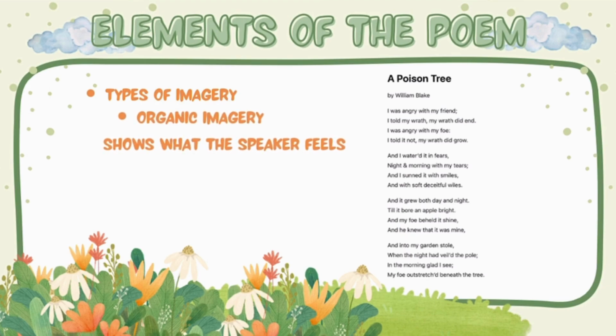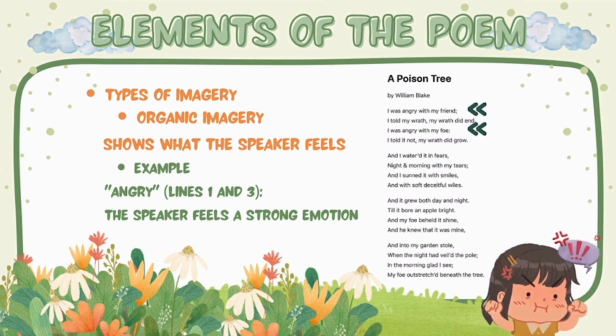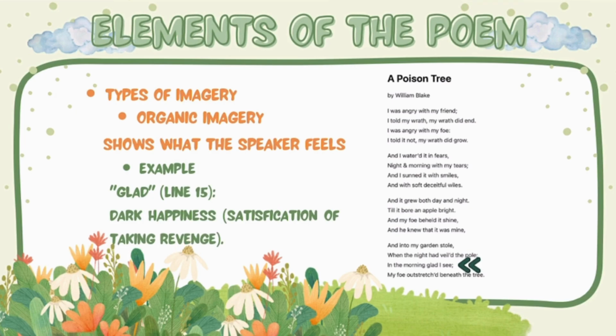In lines 1 and 3, the word angry reflects strong emotions like frustration or rage towards someone who hurt the speaker. Later, in line 15, we see the word glad. Here, the speaker feels happy, but it's a dark kind of happiness, a sense of satisfaction from taking revenge and watching their enemy suffer. This type of imagery helps us understand the intense emotion driving the speaker's actions.